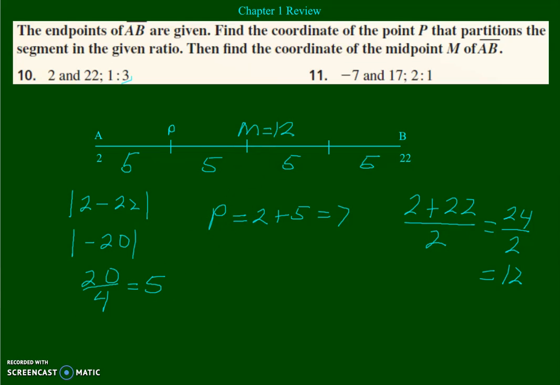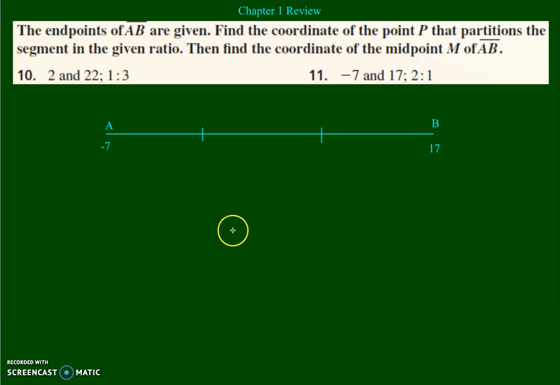Now let's move on to problem 11. Problem 11 is very similar to problem 10, the only difference being that we have a partition ratio of 2 to 1. So here we have a segment AB, endpoints -7, 17, and we've broken it up into 3 roughly equal pieces. We need to find a point P where 2/3 is from A to P and 1/3 from P to B. So here's 1/3, 2/3. So P must go here, and 1/3 from P to B.